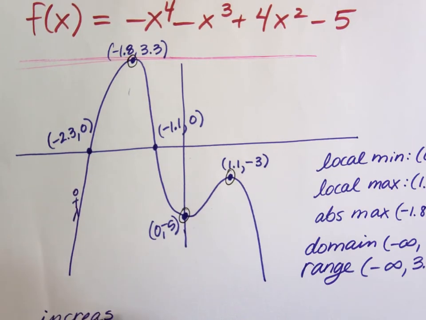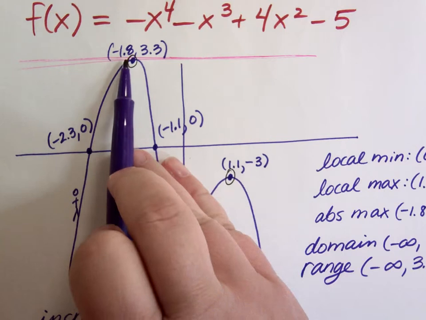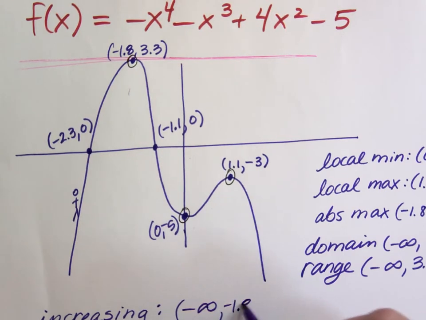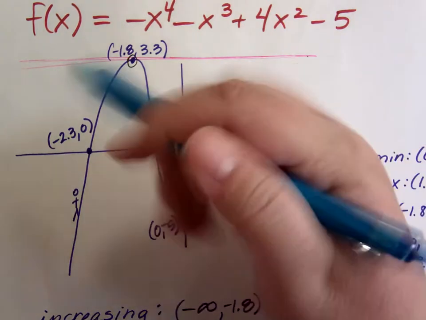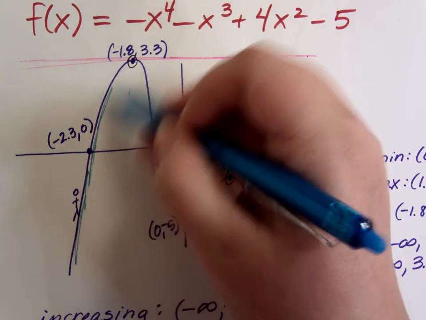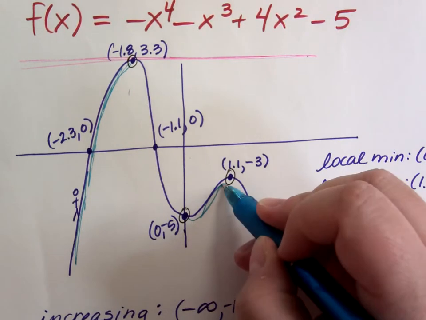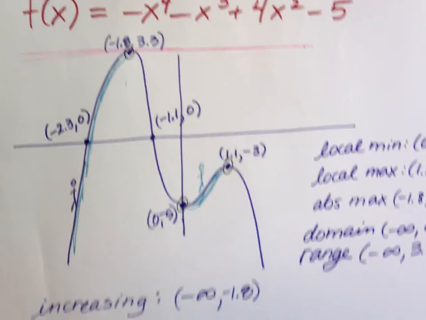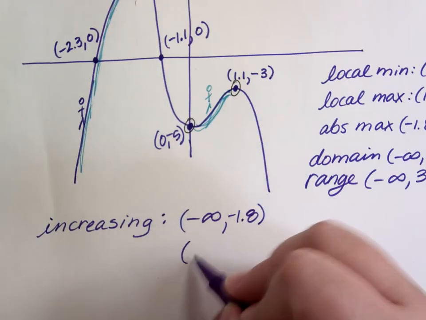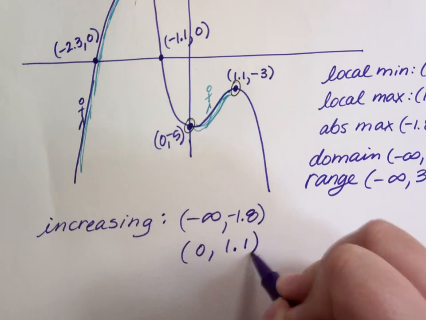So my graph is increasing from the beginning of the graph, which means from negative infinity. On the left side is negative infinity. I'm only going to use x values here up to negative 1.8. That's increase. Let's see if I can color coordinate. This is an interval of increase, and then it's also increasing here as well, walking uphill here. So that's my other interval of increase, from 0 to 1.1.